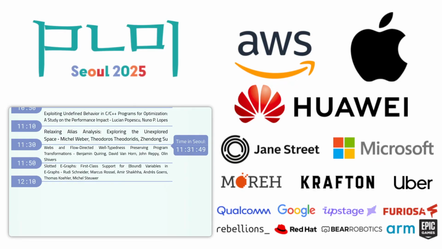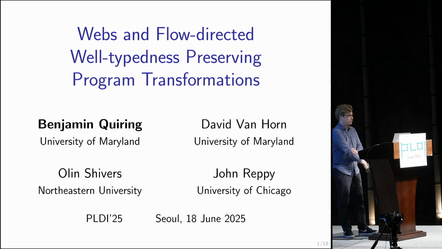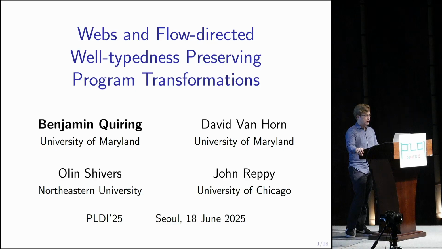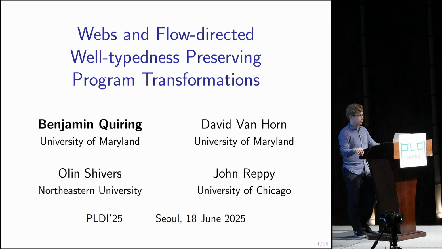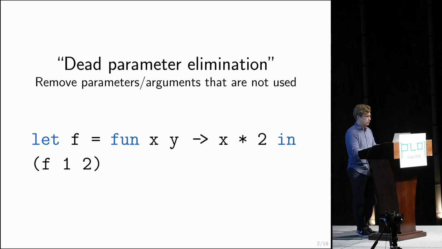Cool. Yeah, so this is Webs and Flow-Directed Well-Typedness Preserving Program Transformations, a nice long title. I'm Benjamin, and this is joint work with my advisor, David Van Horn, and my other mentors, Olin Shivers and John Reppy. So let me first tell you about flow-directed program transforms, because that's what this talk is about.